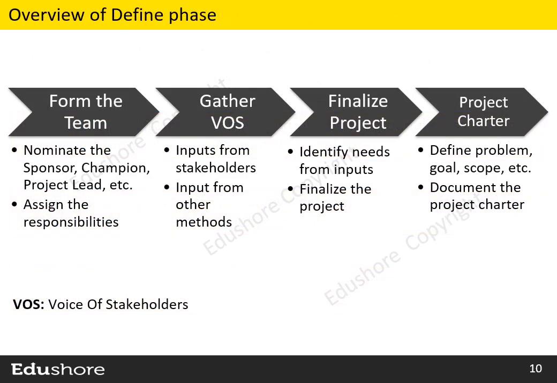In the previous session, that is part 1 of Define module, we have seen the team formation and assigning the responsibilities. We have learned many techniques to gather voice of stakeholders. We understood how to identify the needs from the inputs and how to finalize a Lean Six Sigma project. In this session, we will see how to define the problem, goal, scope, and other components of the project charter.